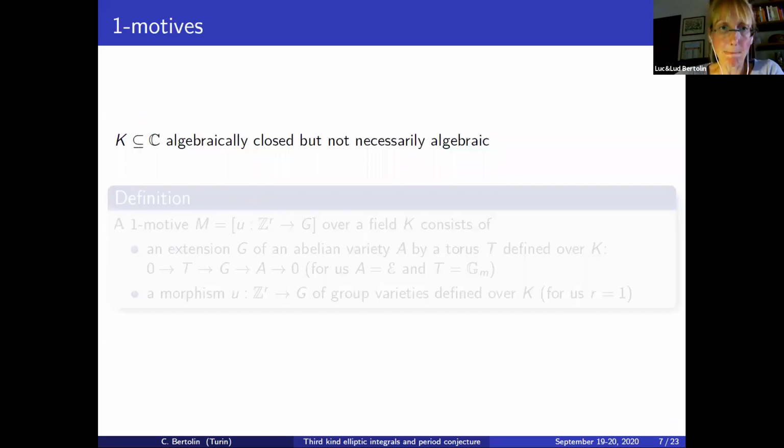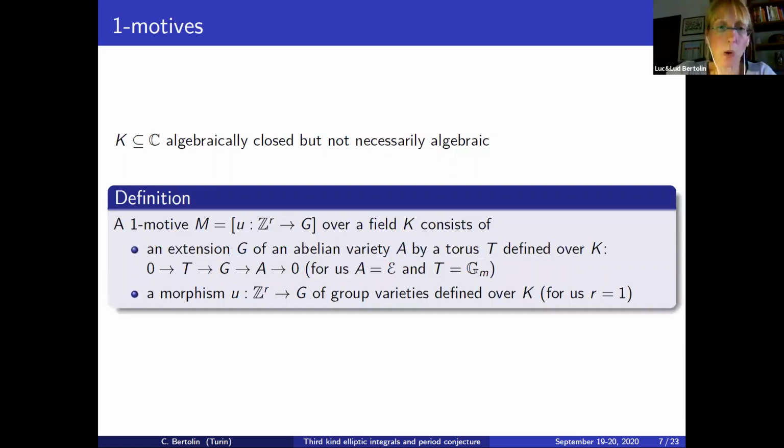Now I need the definition of 1-motif. I will give it for an algebraically closed subfield K of C, which is not necessarily algebraic. So any subfield of C is fine. So a 1-motif is an object like this, M equal to a length one complex. So it is just an arrow from Z^r to a semi-abelian variety, to our extension of E by G_m. And everything should be defined over K.